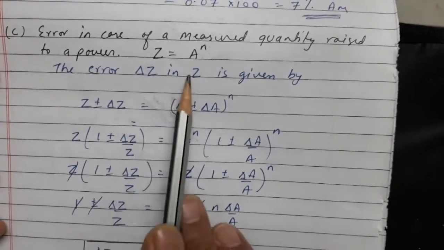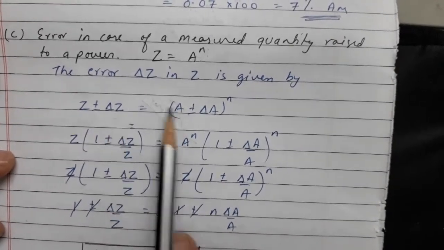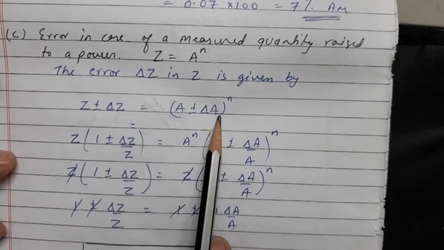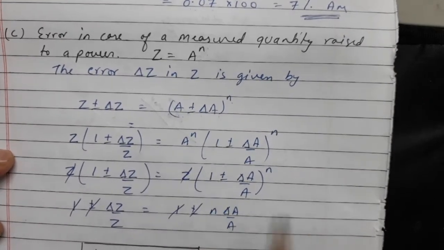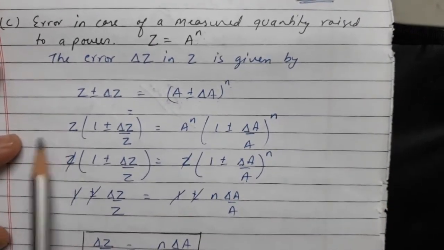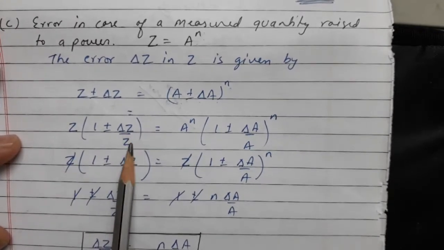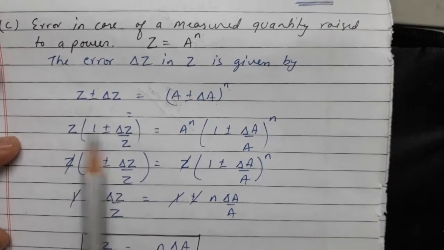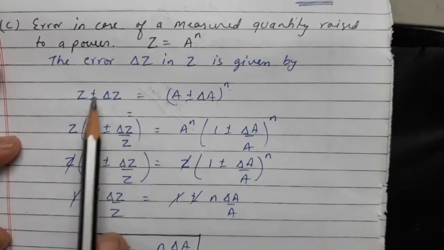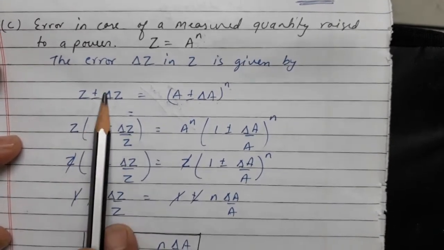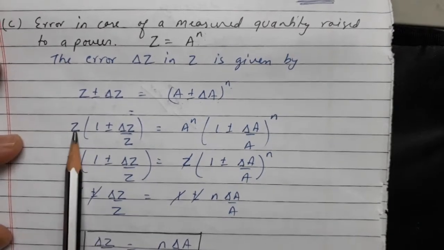This z can be written as z plus minus del z, and a can be written as a plus minus del a, to the power n. Now we'll take z common, and once we take z common from here, this del z will automatically be divided by z, because once we open this bracket, we'll get this resultant. So this can be written in this manner after taking z common.